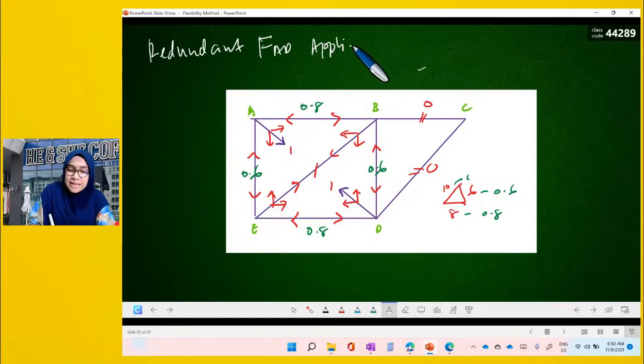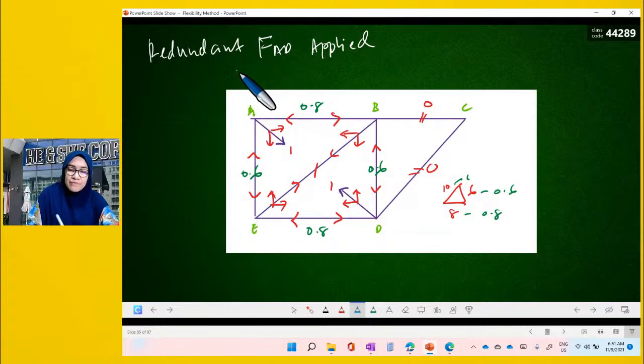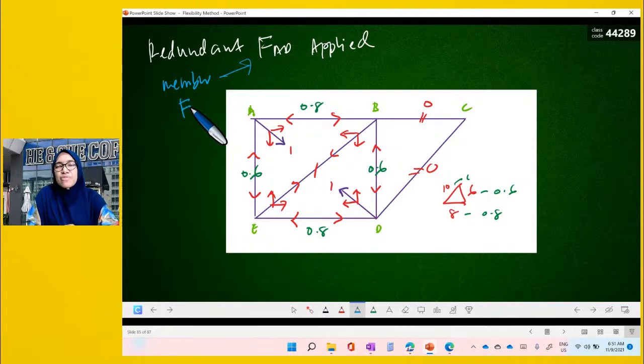Redundant FAD applied means that in this truss the redundant is a member force. Member force is actually internal force. FAD is member force, and member force is internal force.